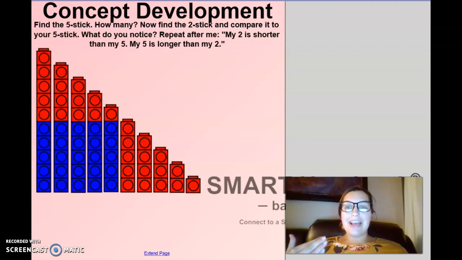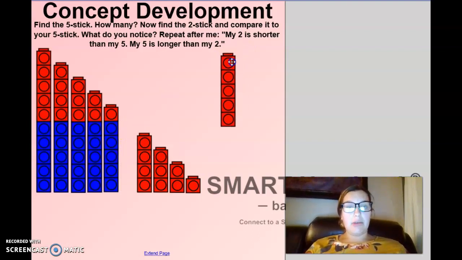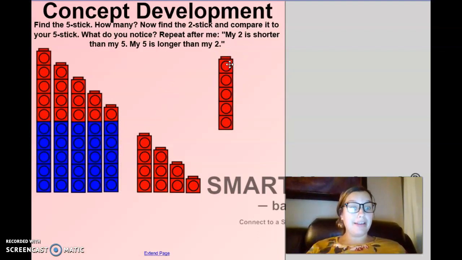Okay, now we're going to start diving into our lesson for the day. We are going to start by finding our 5 stick. Now remember, when we made our tower up to 10, after 5, we started doing the blue on the bottom. So if we started doing the blue on the bottom after 5, right here, where would our 5 stick be? Yes, right here. Let's just count to make sure though. 1, 2, 3, 4, 5. Okay, I'm going to pull this out because we're going to do a lot of comparing to our 5 stick.